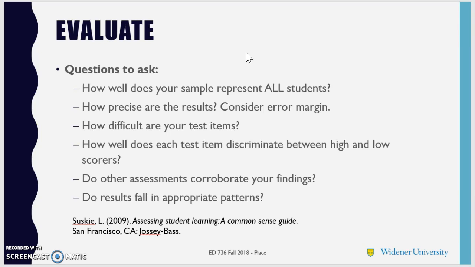And then finally, do other assessments corroborate the findings? If you're using multiple measures, is that corroborating the findings from that one measure? And then the final question is, do results fall in appropriate patterns? In most cases, an exam or even scores on a writing assignment would fall on the bell curve, where most people are getting an average score, and there are some high achievers and then some who are scoring fairly low.